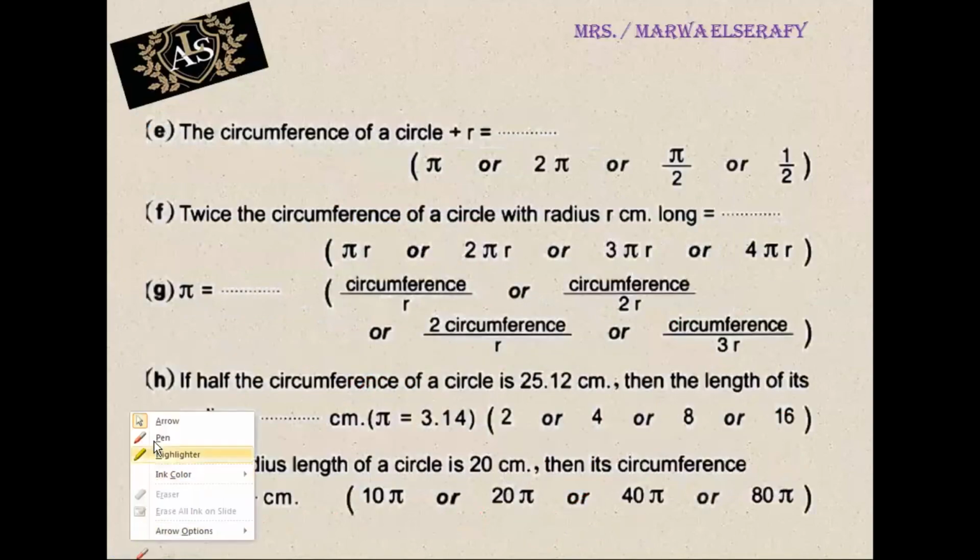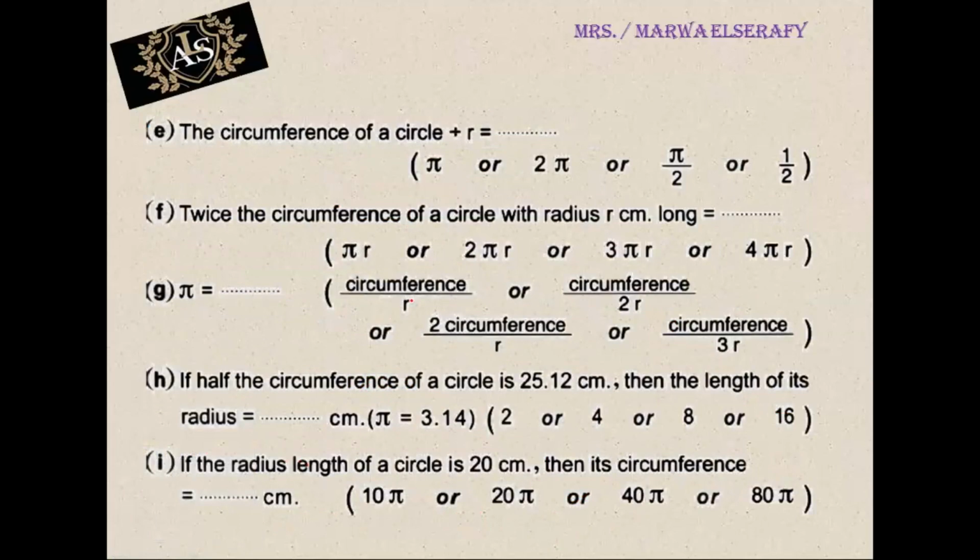The second one, the circumference of a circle divided by r. The circumference of the circle, it's divided, okay?